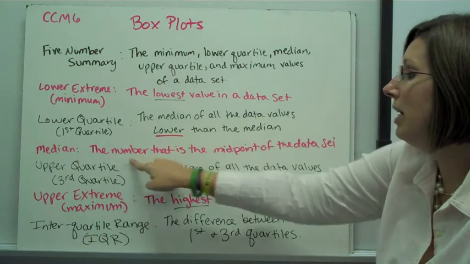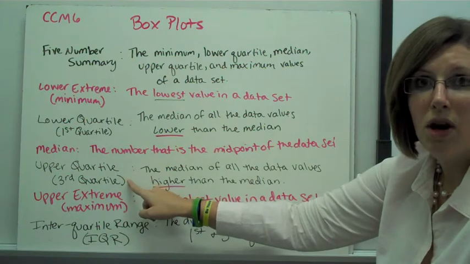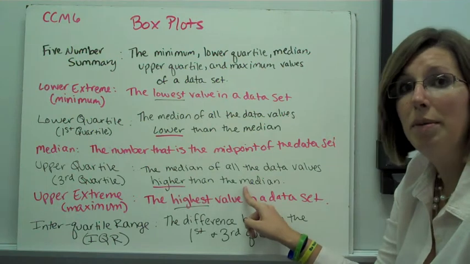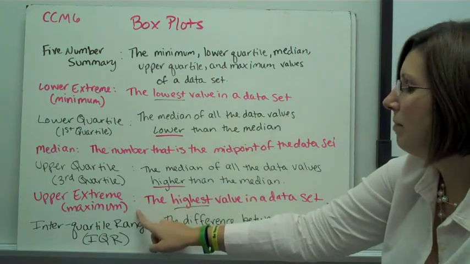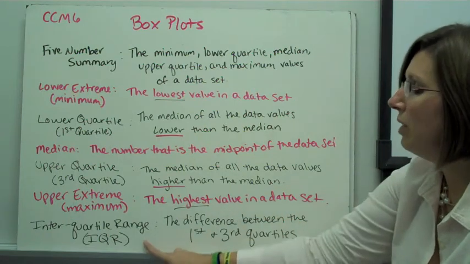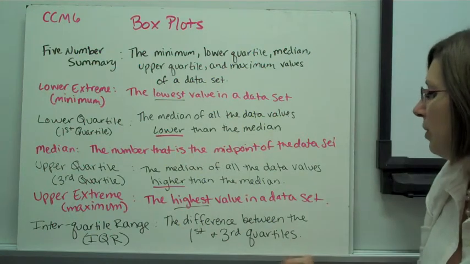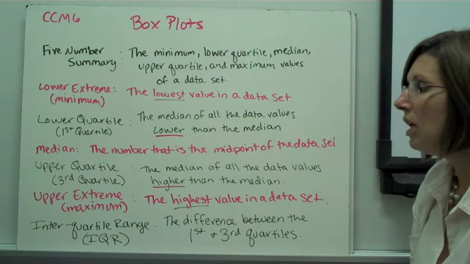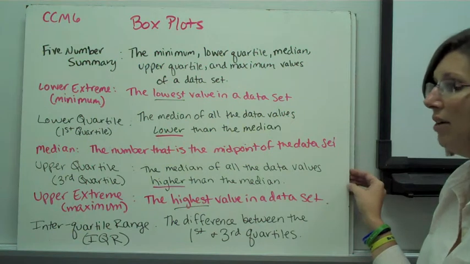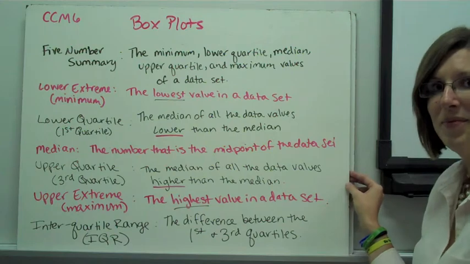We need to know what the median is, which is the number that's the midpoint of the data set. The upper quartile, also called the third quartile, is the median of all the data values higher than the original median. The upper extreme, which is also called the maximum, is the highest value in a data set. Sometimes we use the interquartile range, which is called the IQR, and that's the difference between the first and third quartiles. If you need a second to jot this down, just press pause on your video and write all these down. When you're ready, push play, and we'll continue with the lesson.